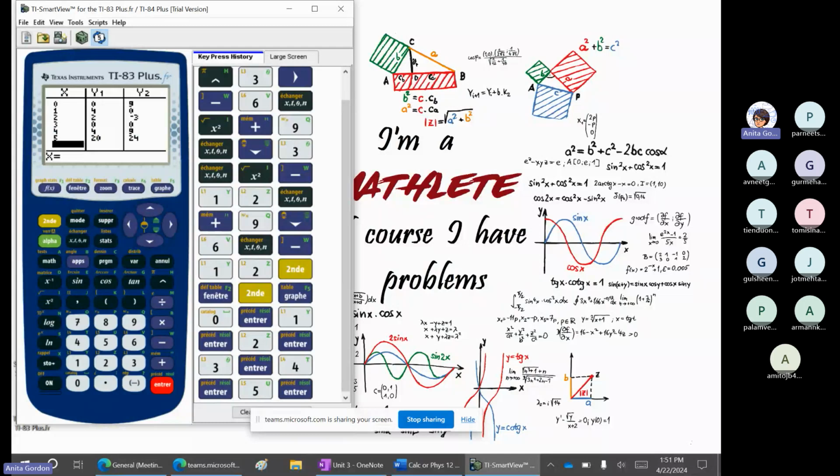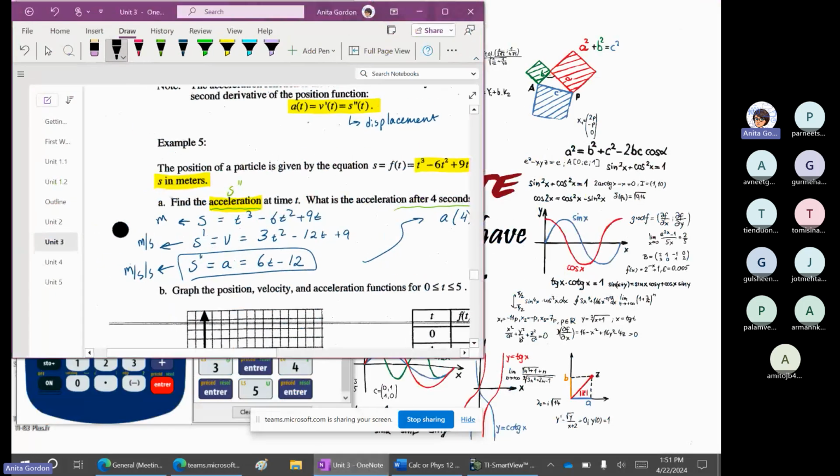Okay, so I can read off this list my y1, which represents my displacement, my y2 represents my velocity, and then I'm going to move over and you'll see y3 will have my acceleration. So I'm just going to minimize my window here.